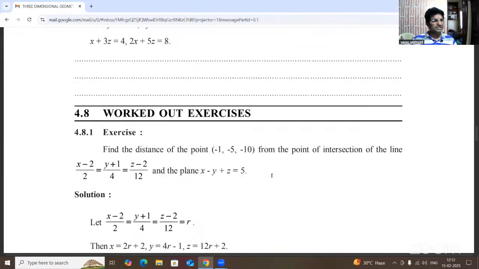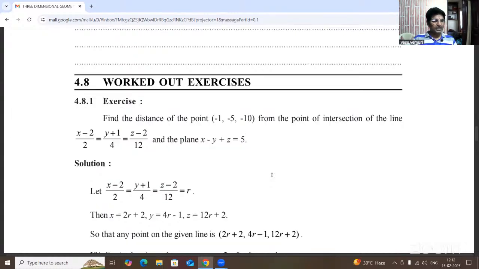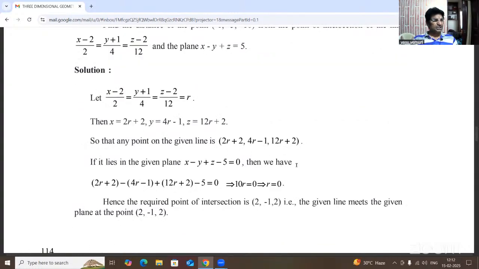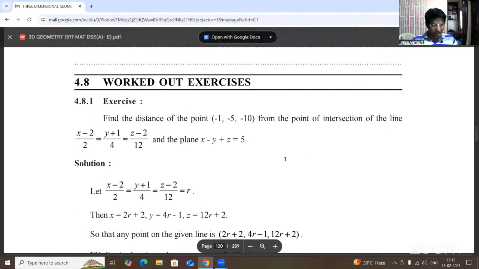At the same time, this is also for practice. Okay, 4.8.1, this is the distance problem. Find the distance of the point (-1, -5, -10) from the point of intersection of the line and the plane. The line and the plane are given. We already discussed this in the previous class, but this problem is important, so I will repeat it here.